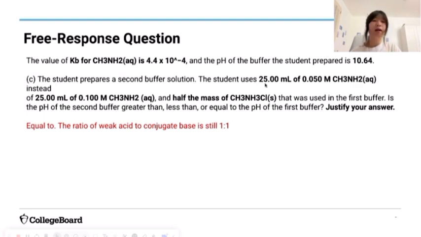So as we see here, it's 25 milliliters of 0.05 molar CH3NH2. We're only using half of the mass of CH3NH3Cl. So half the mass will also equal half the moles, and that also halves the concentration. So these two are still in a 1-to-1 ratio, which means that the pH of the buffer will still be the same.